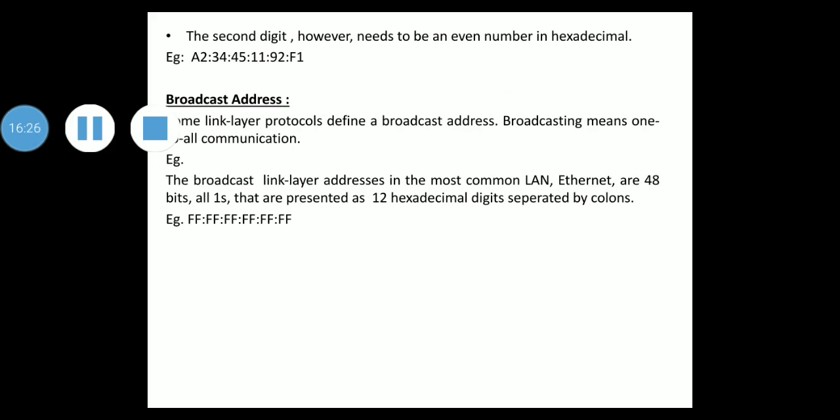The second digit, however, needs to be an even number in hexadecimal. So A2, this 2 is the second digit. It needs to be an even number for a multicast address. So A2:34:45:11:92:F1 shows a multicast address. The second digit is even.